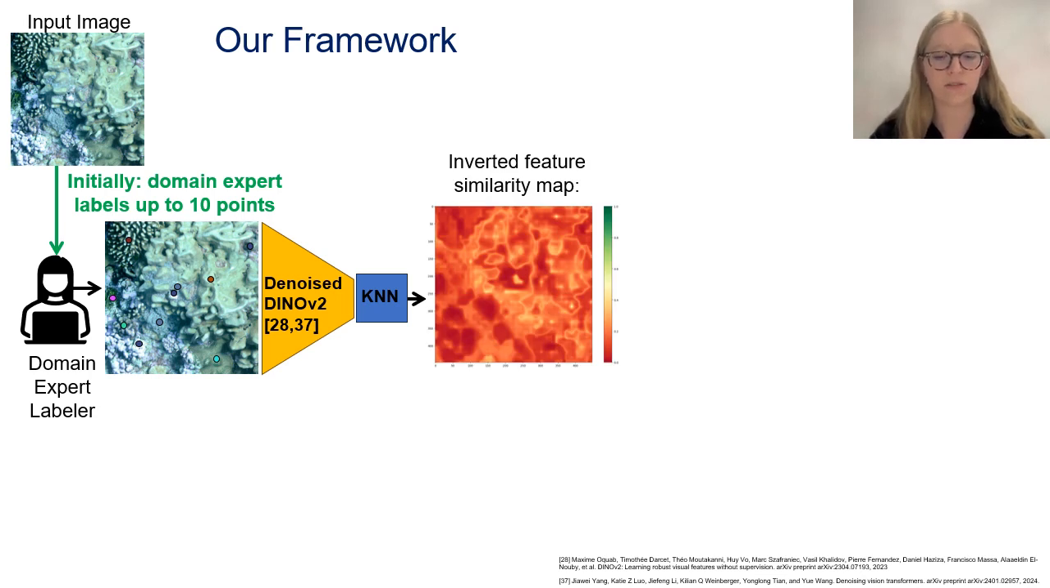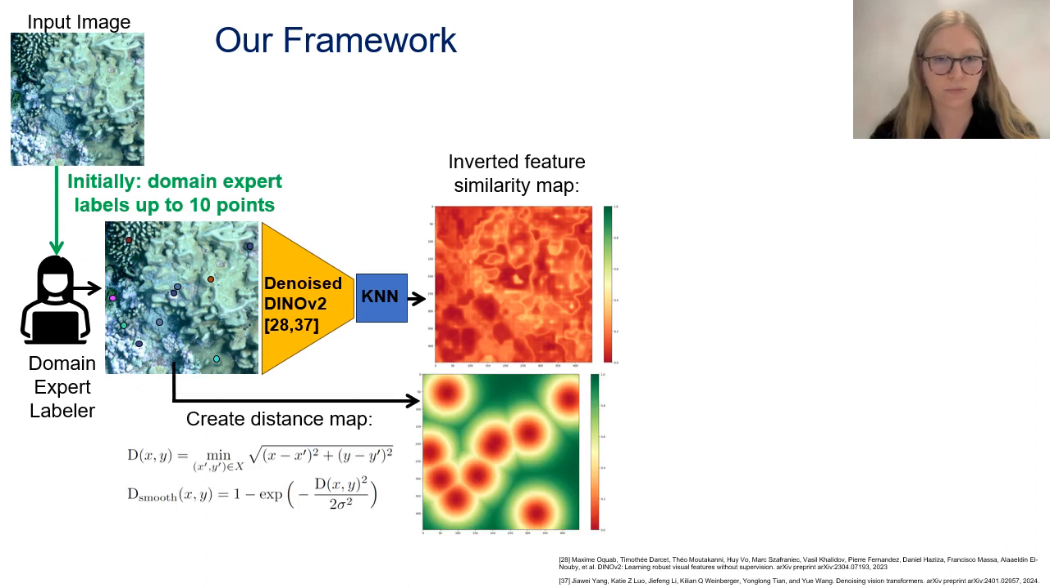When choosing a new point for labeling, we take the inverted cosine similarity map to the nearest known labeled pixels and use this as a means of determining where in the image we need to have a labeled pixel. Perhaps there is some previously unlabeled coral, or maybe some area of the image is blurry or looks different than existing templates for that class. We also encourage exploration of new parts of the image by creating a distance map.